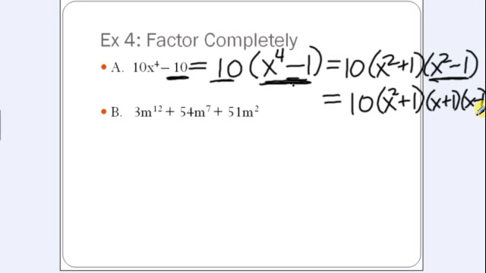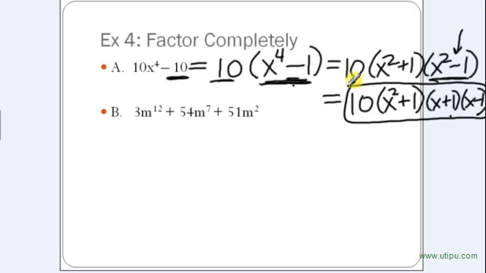It doesn't work for addition, because we need a positive times a negative to equal a negative, and those have to be opposites in order to get the outside times outside plus inside times inside to cancel. That wouldn't happen if I tried to make them both positive. All right, so that's factored completely, and there's my answer.